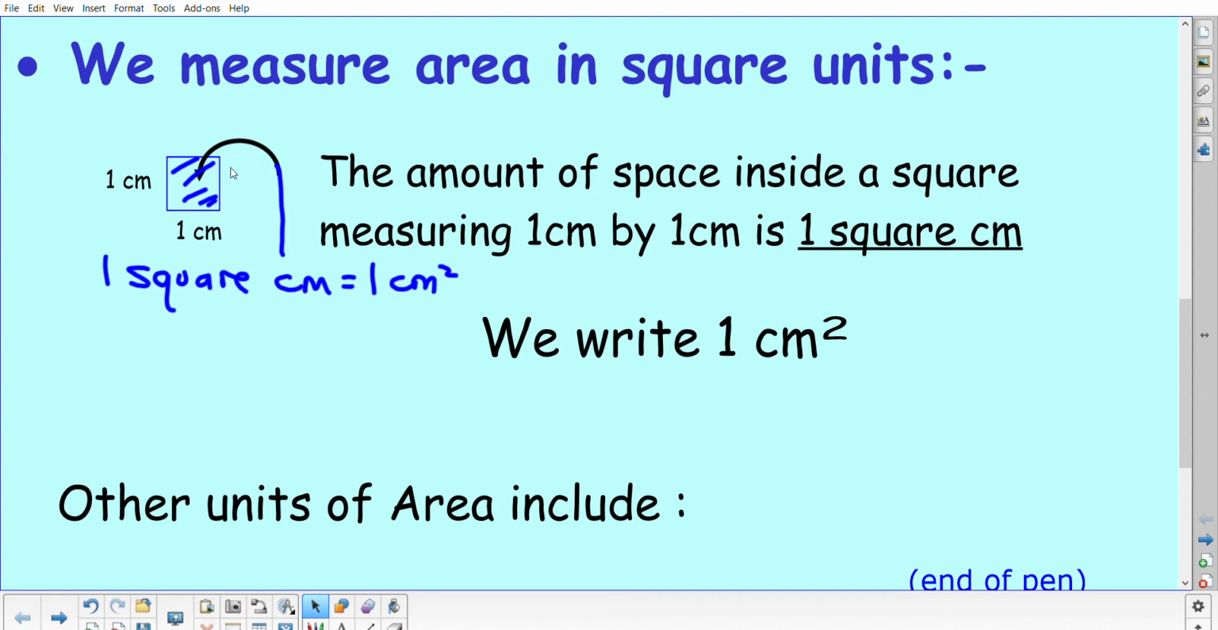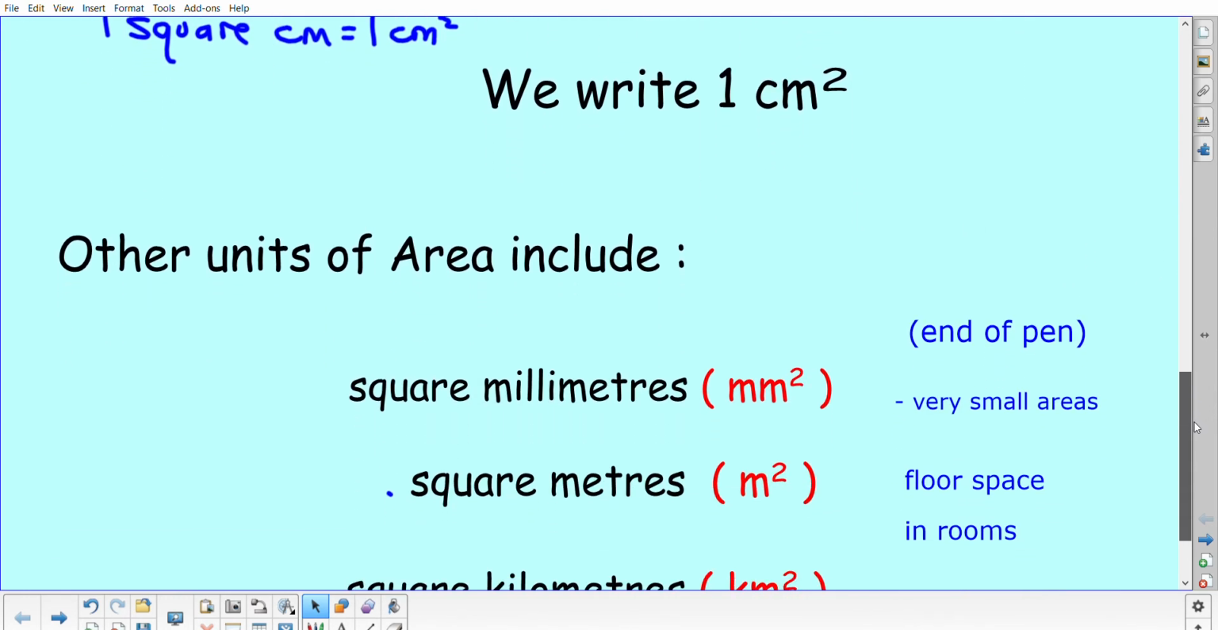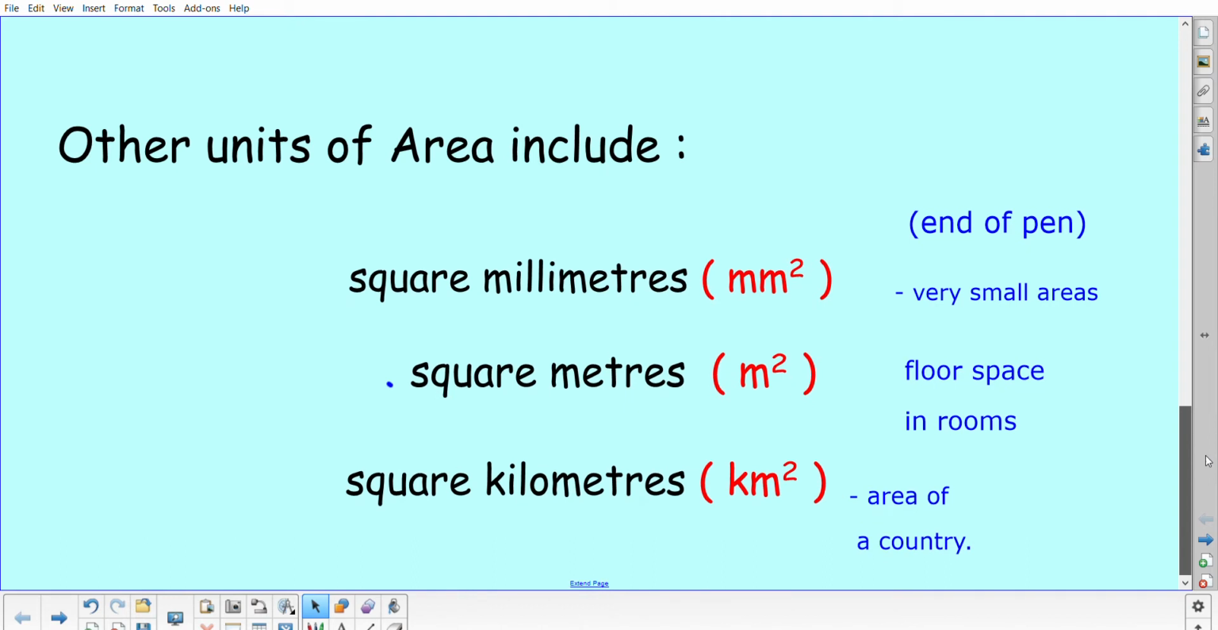For example, if you had a little square, maybe one of the squares in your jotter that measures a centimetre by a centimetre, the amount of space inside it is said to be 1 square centimetre, and we write that using cm with a little 2 up at the right hand end of the cm.